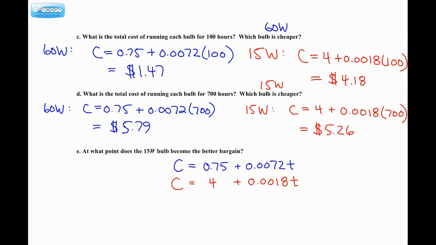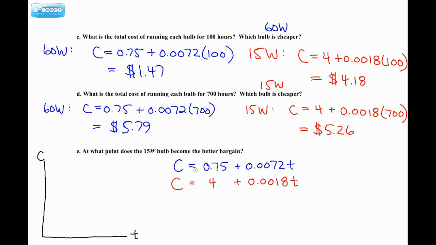All right, at what point does the 15 watt bulb become the better bargain? Well, before we try and answer that, first of all, I've just rewritten both cost functions, C as a function of T for both bulbs, and I'm just going to give you a rough sketch as to what the graphs of each one would look like, because they actually are written in slope-intercept form. We're just working with some decimals.